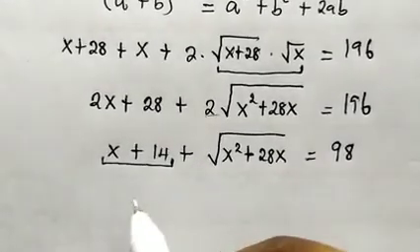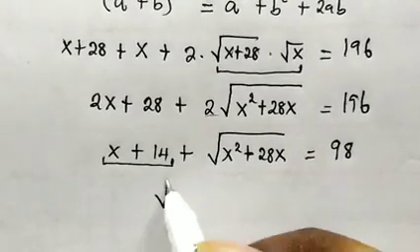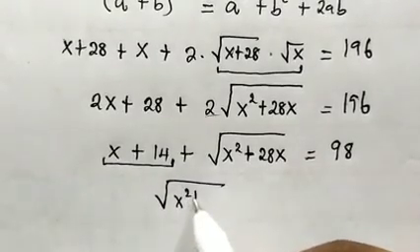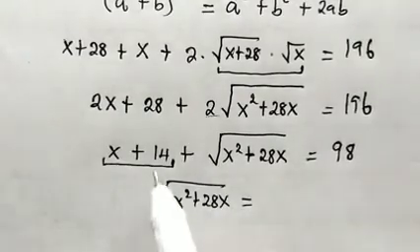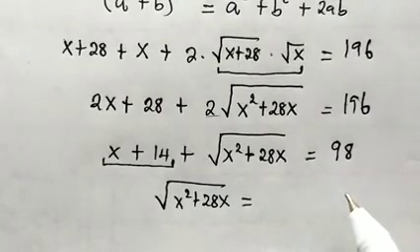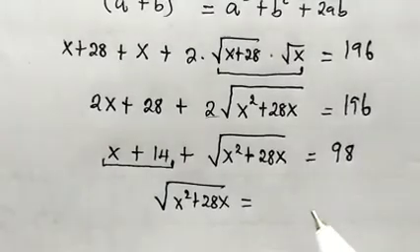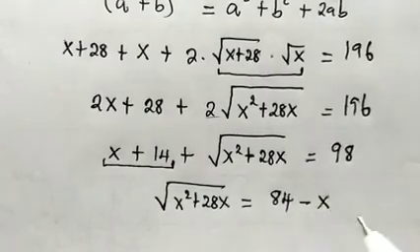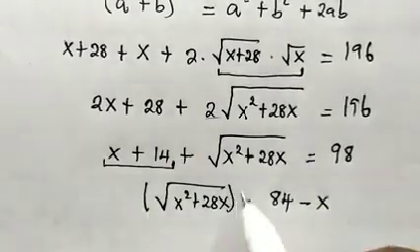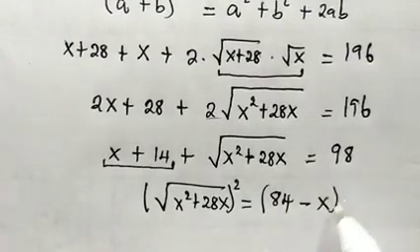and that will become negative. So now we have the square root of x squared plus 28x is equal to 98 minus 14 from here. So 98 minus 14 will give us 74. Is that 74? Oh, sorry, 84. So that will give us 84, then minus x. Square both sides again because of the radical at the left hand side.